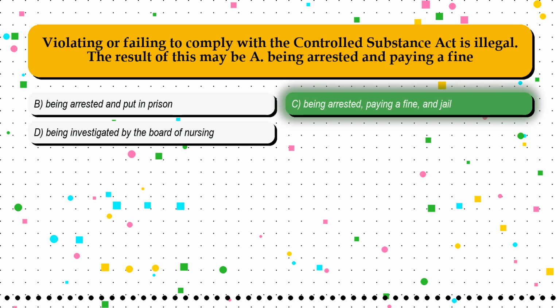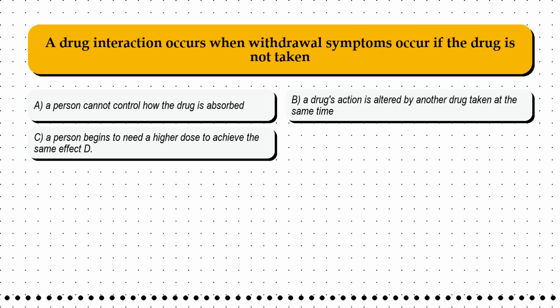The correct answer is option C. Being arrested, paying a fine, and jail. Question 330. A drug interaction occurs when withdrawal symptoms occur if the drug is not taken. Option A. A person cannot control how the drug is absorbed. Option B. The drug's action is altered by another drug taken at the same time. Option C. The person begins to need a higher dose to achieve the same effect. D.